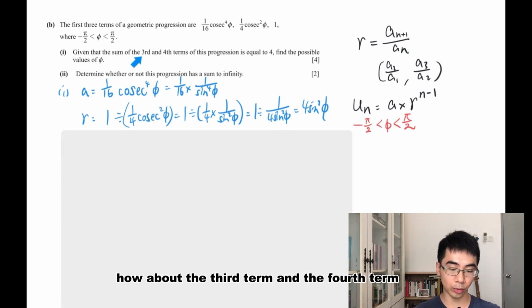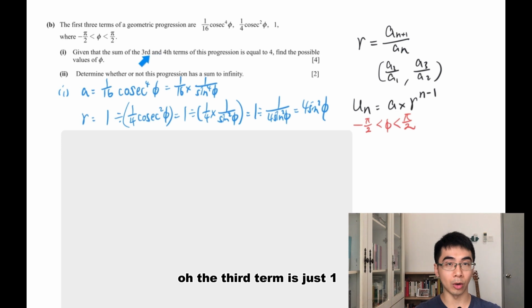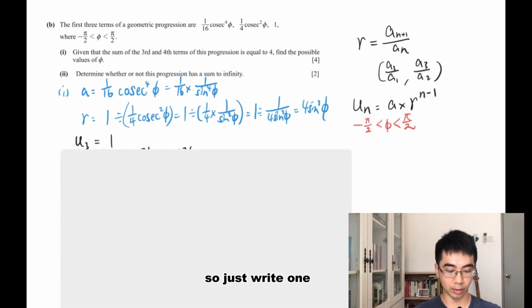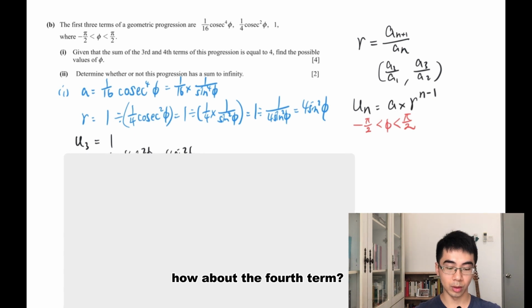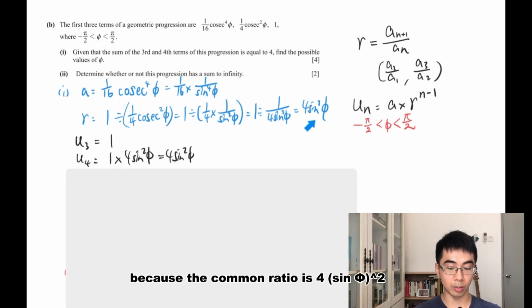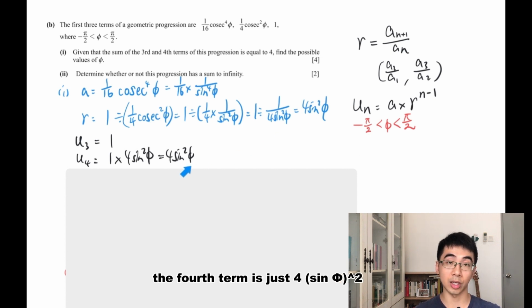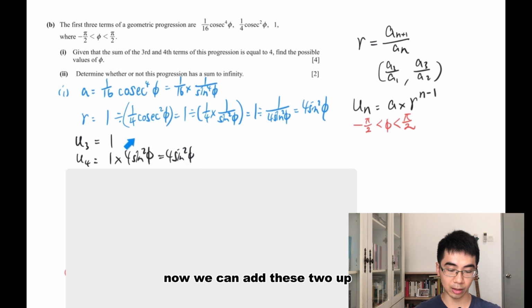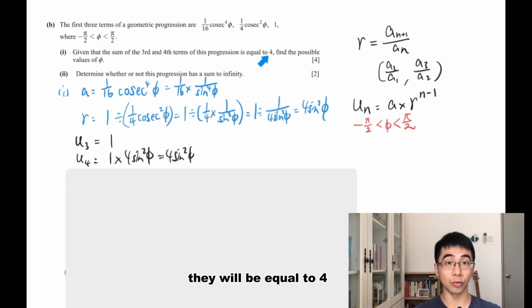So how about the third term and the fourth term? The third term is just 1. So just write 1. How about the fourth term? It should be the third term times the common ratio r, because the common ratio is 4 sine square phi. So the fourth term is just 4 sine square phi. Now we can add these two up. They will be equal to 4.